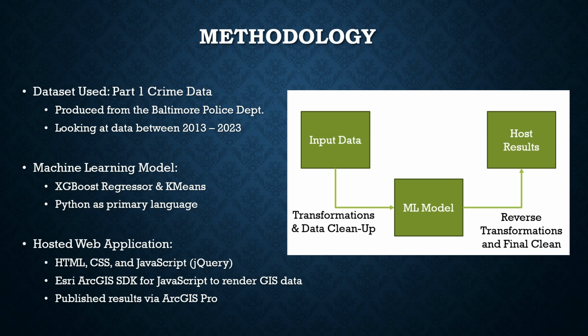When the machine learning model has produced the predicted values, the transformations have turned all the categorical data, so all the data that has text values, into integers. As such, we'll have to reverse transform the crime type field, as well as do some final cleanup to ensure that the predictions are adequate, and naturally host the results in a web application to ensure that the results are publicly accessible and promote interactivity with the data.